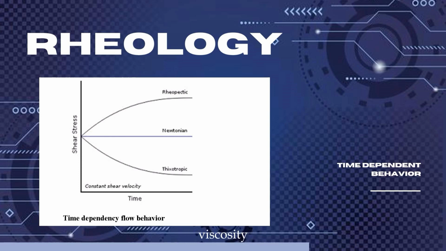Thixotropy: the apparent viscosity decreases with time and the change is reversible, that is, the fluid will revert back to its original state on standing. Shear thinning: the apparent viscosity decreases with time and the change is irreversible, that is, the fluid stays in a thinner state when the shear stress is removed.